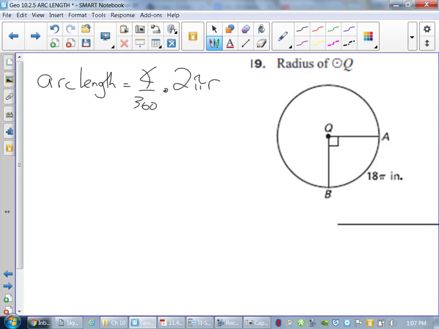What's the arc length according to the diagram? 18. It's 18 pi because it says so. What's the central angle? It's 90 because there's a square there. Bingo.